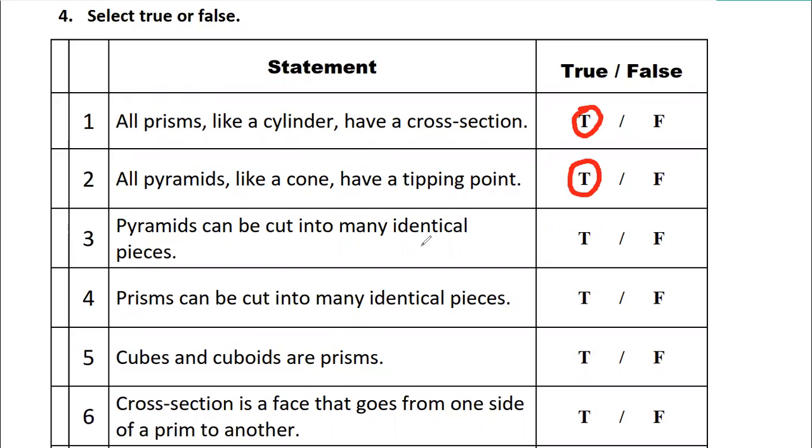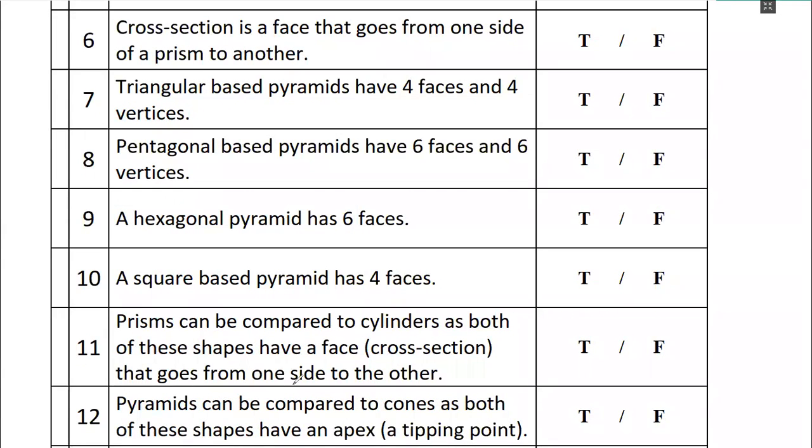Pyramids can be cut into identical pieces. I'm afraid not, so that's why it is going to be false. Moving to statement number 4, it says prisms can be cut into many identical pieces. Yes, and all of those faces, they will have cross sections. So true. Cubes and cuboids are prisms. Yes, because we can see a cross section. Right, moving to number 6, it says a cross section is a face that goes from one side of a prism to another. Yes, that's true.